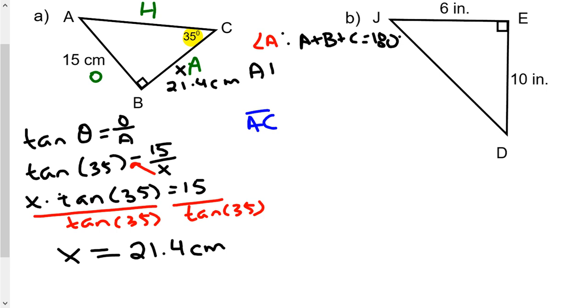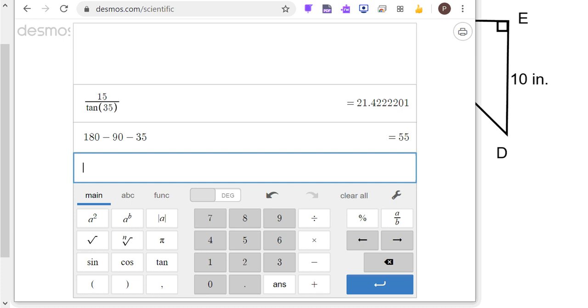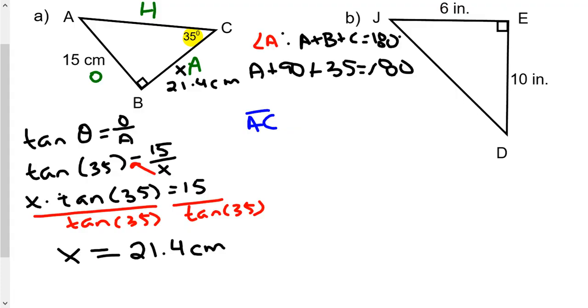So angle A plus that 90 degrees for B plus that 35 degrees for C has to total to 180 because of those triangle properties. It's kind of that idea that I'm taking 180 degrees, I've lost 90 for angle B, and I've lost 35 for angle C. That's telling me that I have 55 degrees left over for angle A. And so we found angle A, and it's 55 degrees.